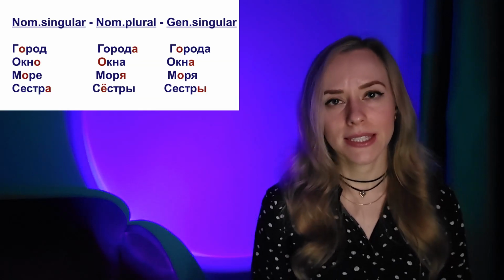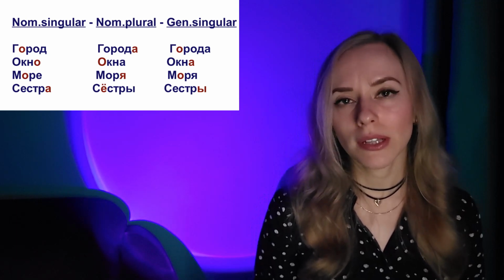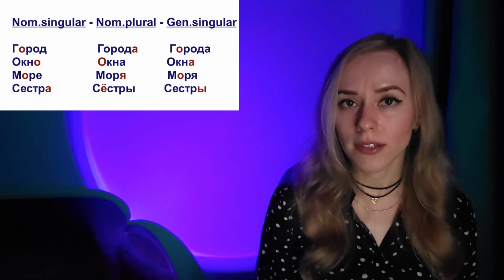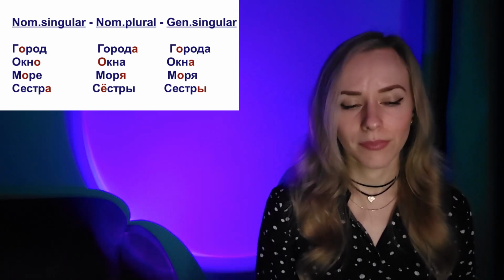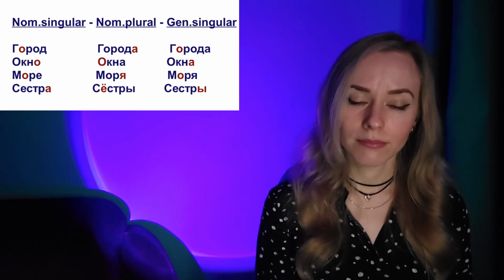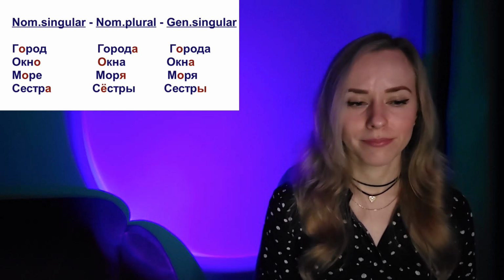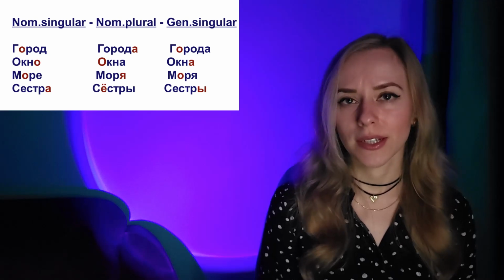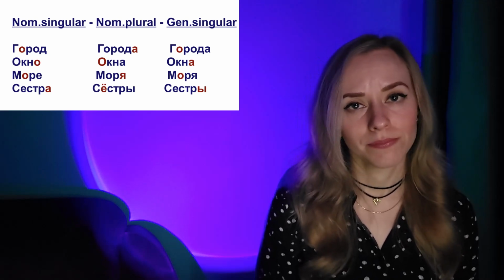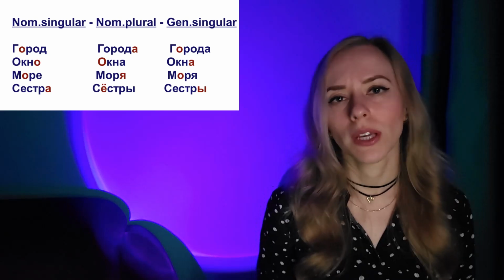By the way, don't confuse the stress in the singular in the genitive case and in plural in the nominative case. Sometimes the words are the same, but with a different stress. Let's see examples. Город. In nominative plural – города, but in genitive singular – города. Or окно. Окна, окна. Море, моря, моря. Сестра, сестры, сестры. Sometimes we have the same stress, but it's not rare when we have a different stress.